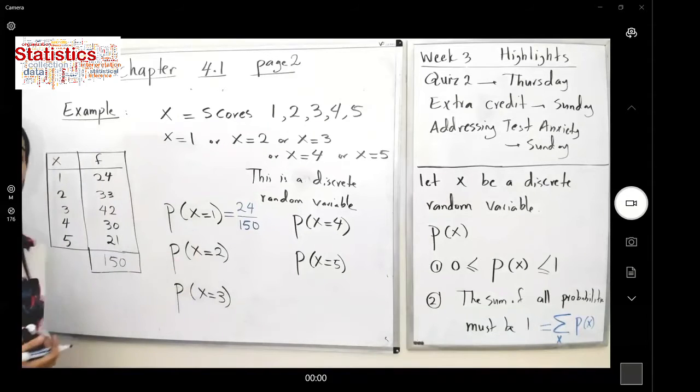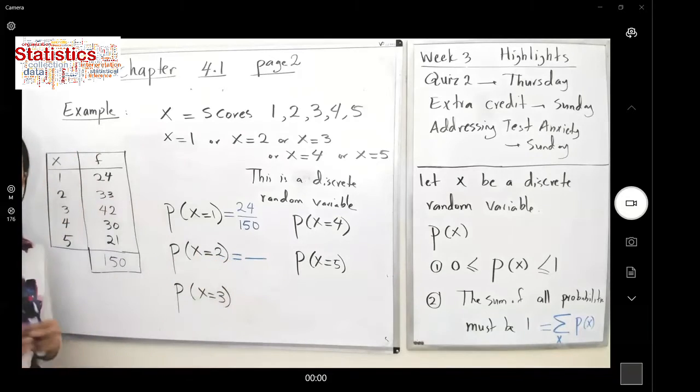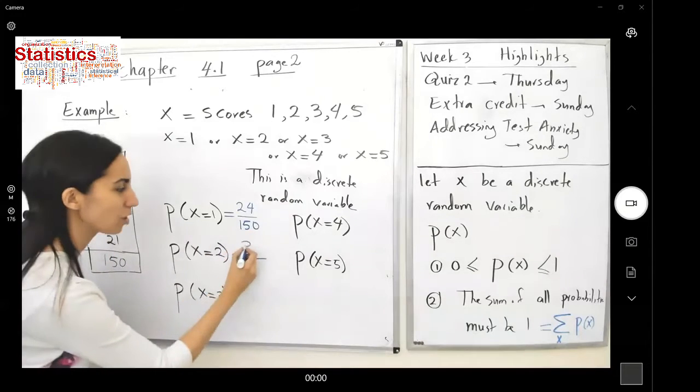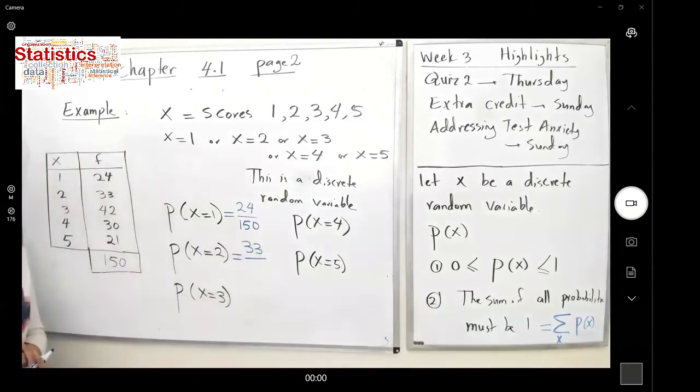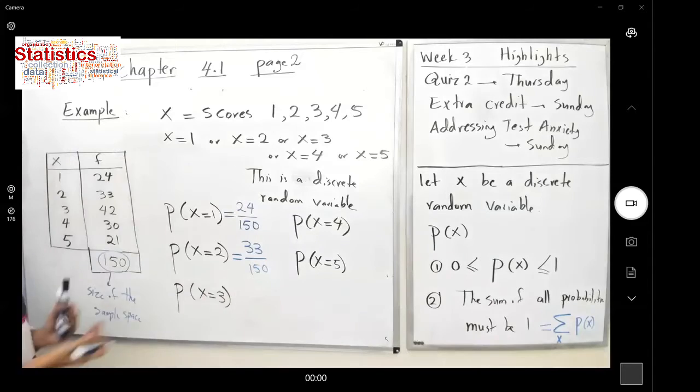The probability that x is equal to 2, there we go. The event is, the score is 2. How many people got score 2? 33 of them. So the size of the event is 33 over the size of the sample space. This is the size of the sample space, 150.